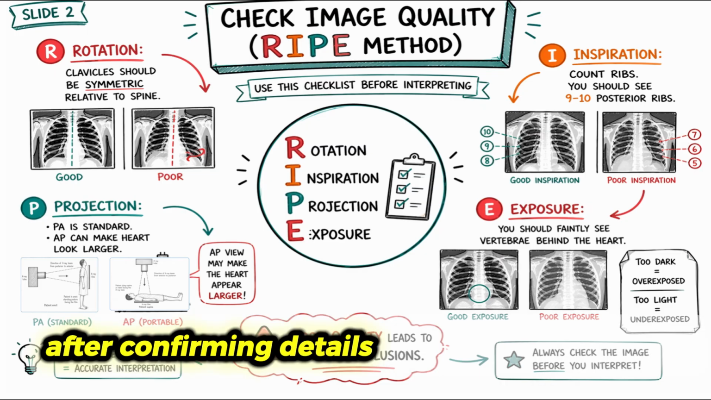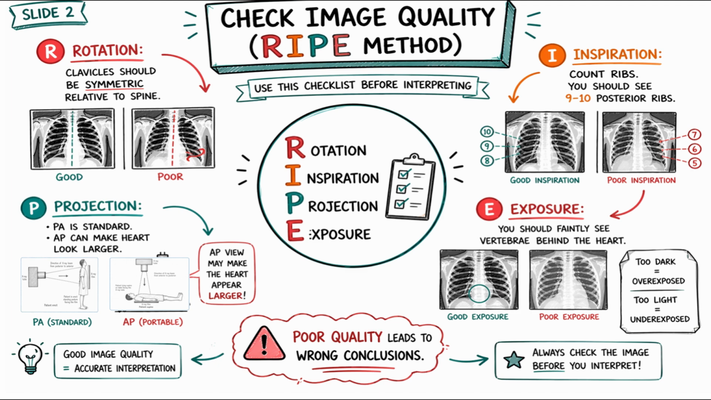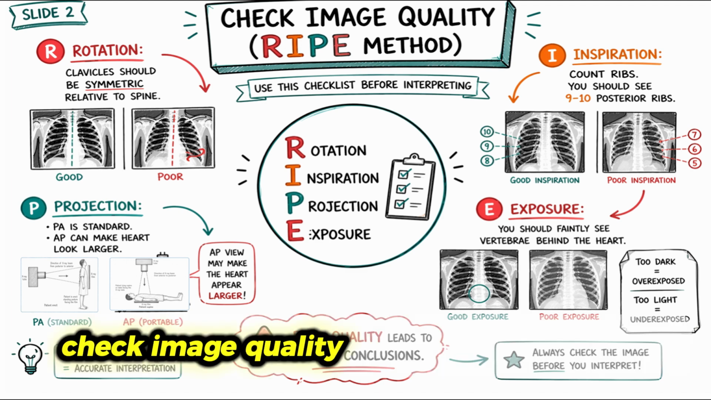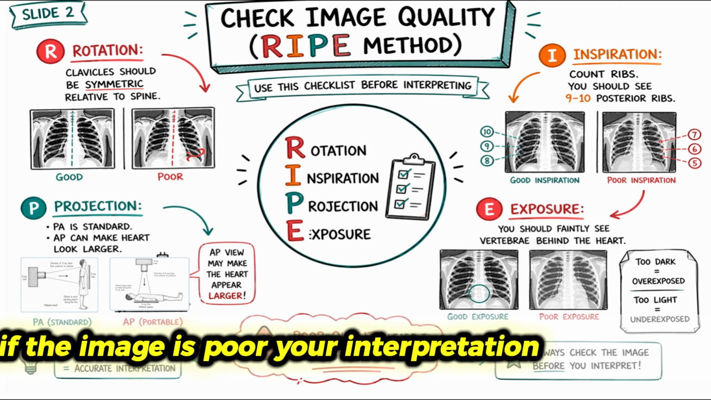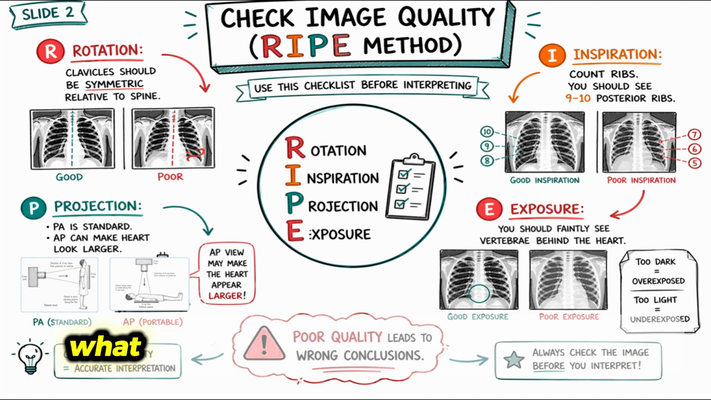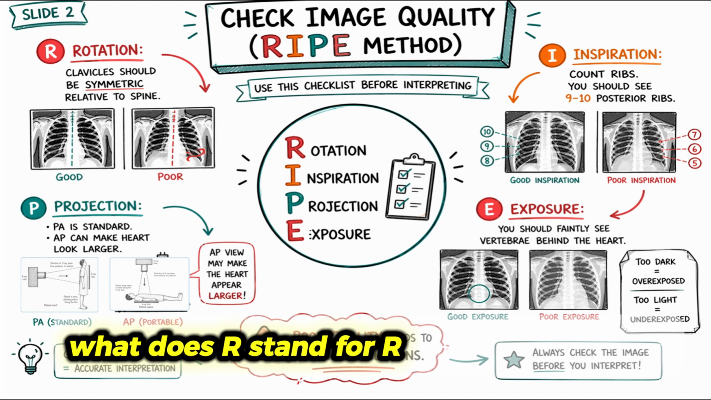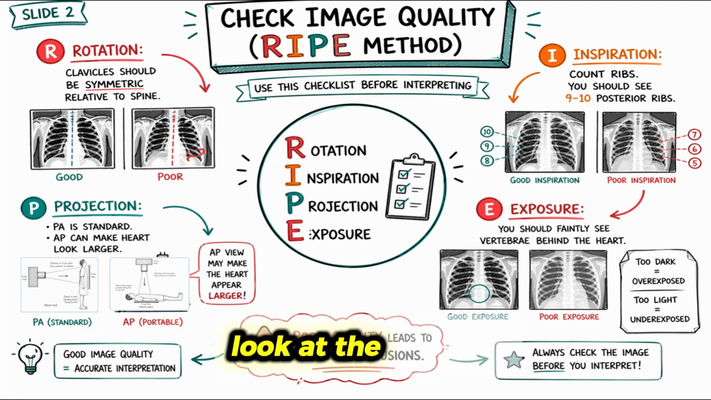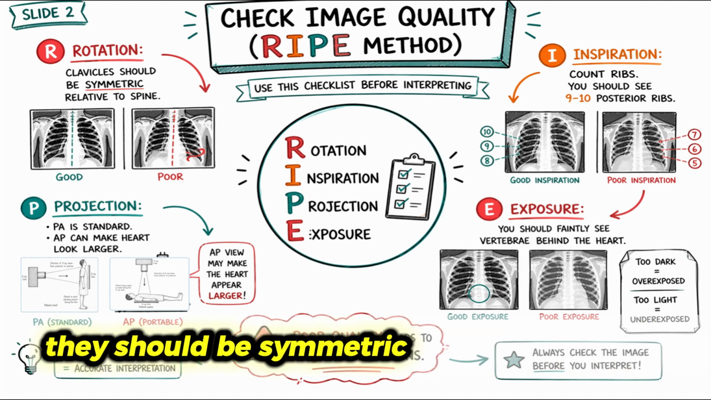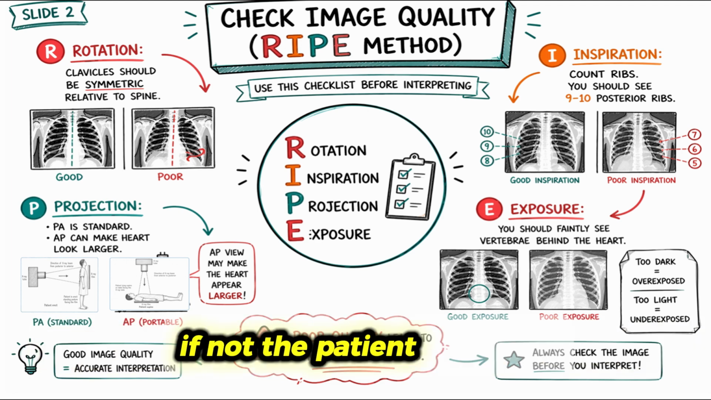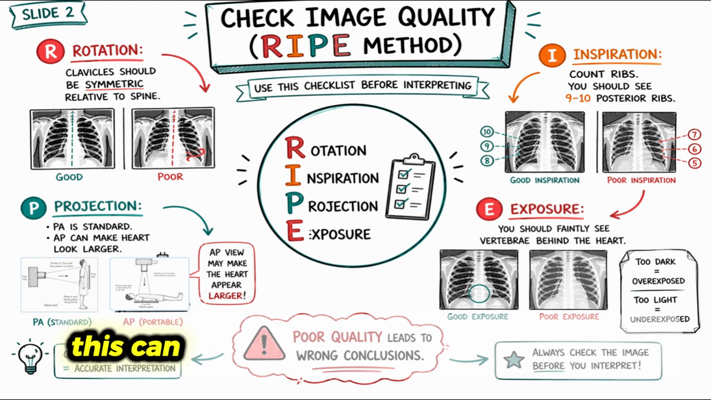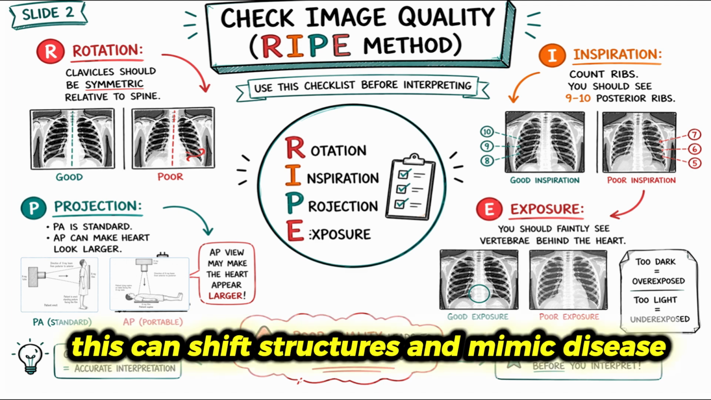After confirming details, what is your next step? Check image quality. Use the RIPE method. If the image is poor, your interpretation will be wrong. What does R stand for? R stands for rotation. Look at the clavicles, they should be symmetric relative to the spine. If not, the patient is rotated. This can shift structures and mimic disease.